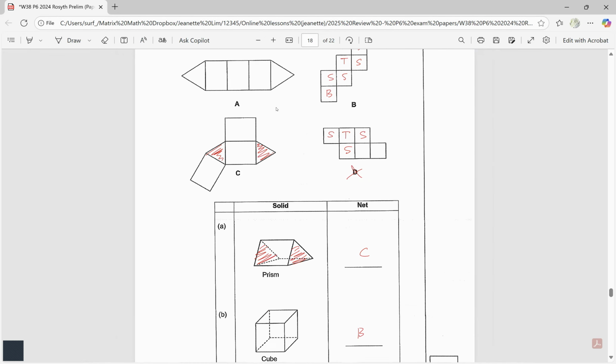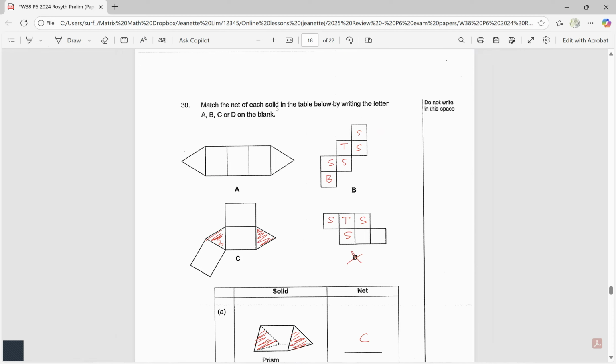Okay, so with that, this is the end of the Rosyth Prelim paper for 2024, paper 1.